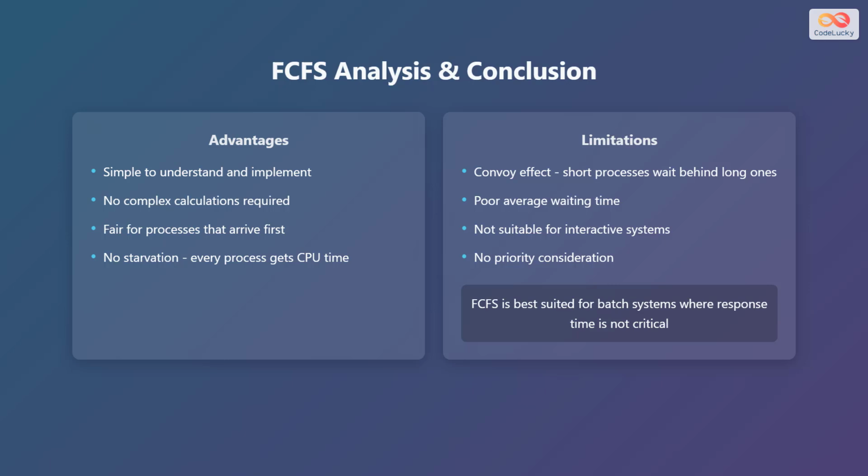Let's analyze the advantages and limitations of first come, first served scheduling. Some advantages are, it is simple to understand and implement, requiring no complex calculations. It is also considered fair for processes that arrive first, and every process gets central processing unit time, which means no starvation. However, the limitations include the convoy effect, where short processes wait behind long ones, leading to poor average waiting times. It is not suitable for interactive systems where response time is critical, and it does not consider priority. In conclusion, first come, first served is best suited for batch systems where response time is not a critical factor.